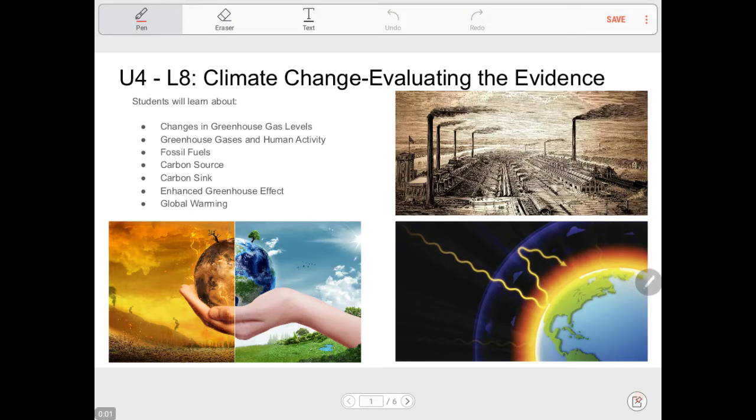Hi everyone, welcome to the 8th lesson of our 4th unit in Science 10, and this is Climate Change, Evaluating the Evidence. In this lesson, we are going to be looking at things like changes in greenhouse gas levels, how humans have played a role in the changing of greenhouse gas levels. We're going to look at the enhanced greenhouse effect, global warming.